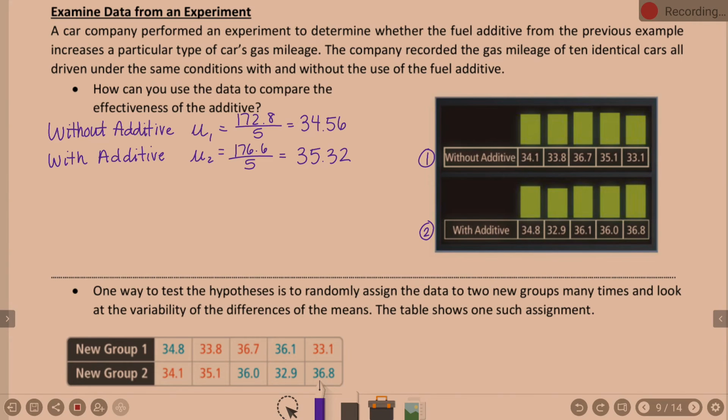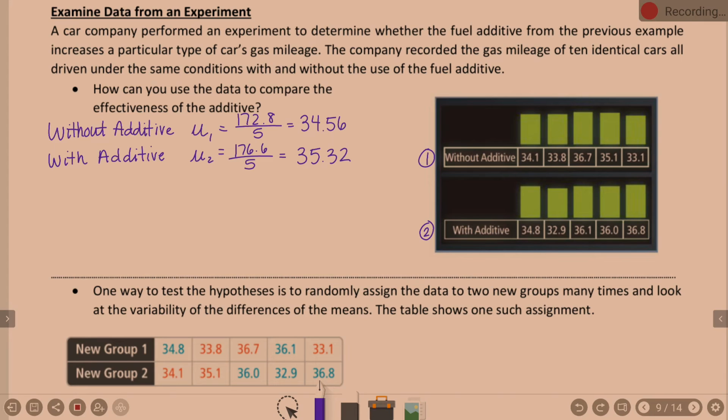What would you expect here? If the additive is doing its job and showing a big increase, what would you expect to be true about the means? They're going to be farther apart, more different maybe, right? The one with the additive should be increasingly higher.